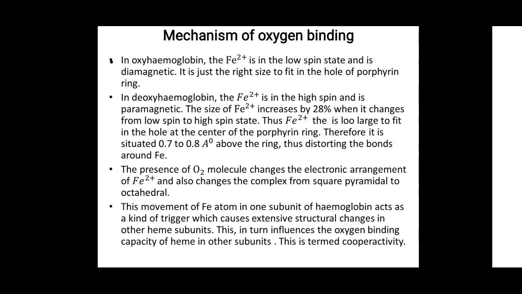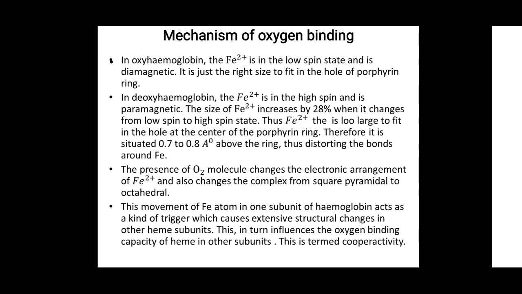This movement of the iron atom in one subunit of hemoglobin acts as a kind of trigger which causes extensive structural changes in other heme units. This in turn influences the oxygen binding capacity of heme in other subunits. This is termed cooperativity. It's actually cooperativity. Okay, keep in mind.